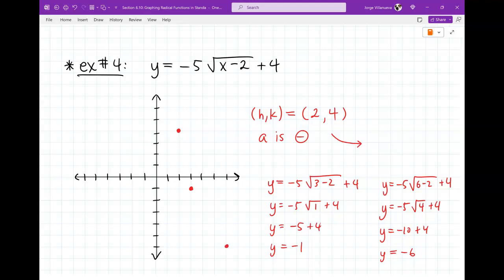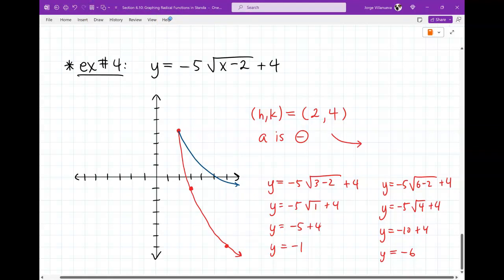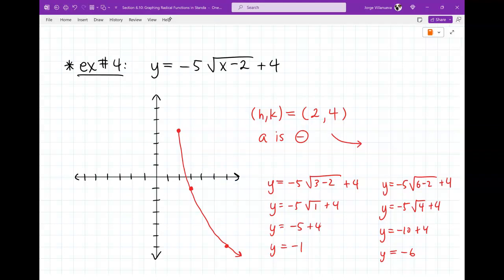My graph looks like that. Now, some people will basically say, well, it's an upside down graph, I'm just going to make it look like that. Notice how bad that would be if you just guesstimate, right? So pick a couple of points, at least one. At least one. That'll give you a pretty decent idea. Okay?